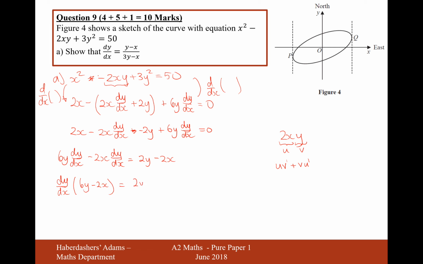Looks like I could probably divide by 2 at some point, and now we'll divide by what's inside the bracket, so it's going to be 2y minus 2x all over 6y minus 2x, and we'll divide top and bottom by 2, so it's y minus x over 3y minus x. So there we are, that's the answer to part A. We've been asked to prove it, and we have.